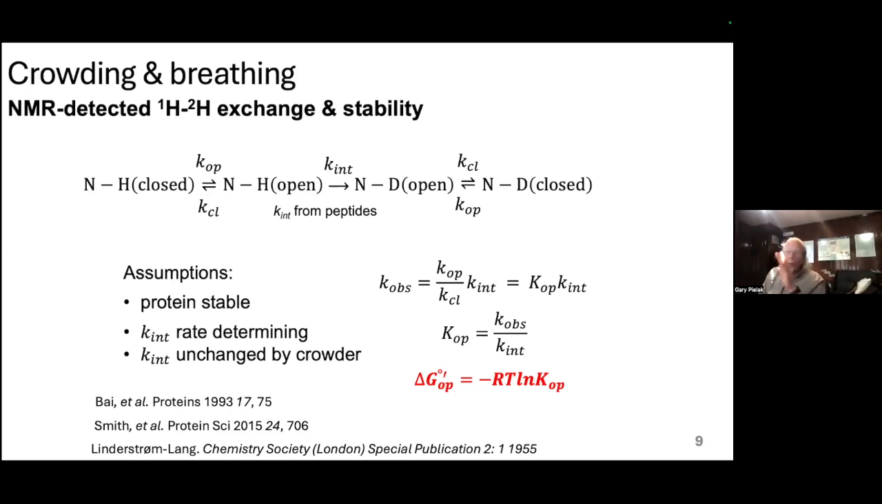If we assume that the intrinsic rate constant, that is the rate constant for exchange from the open state, is rate determining, which we know from pH-dependent experiments, and if we know that this intrinsic rate is not changed by the presence of the crowder, which we did many years ago, then the K observed is equal to that opening rate constant over the closing rate constant times the intrinsic rate. We can get the intrinsic rate from tables. We can then get the equilibrium constant for opening, which in red we can convert to a free energy. So now that free energy of opening is the stability.